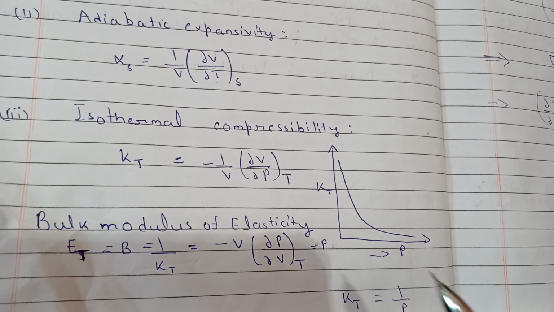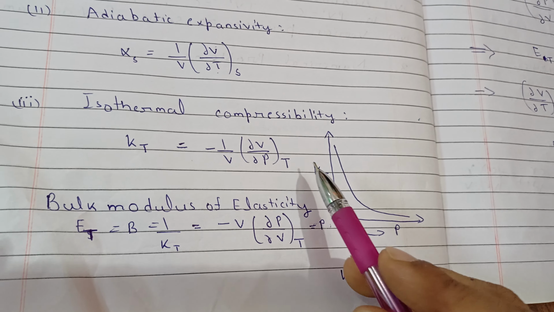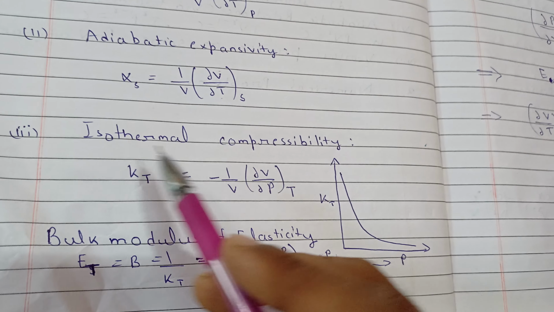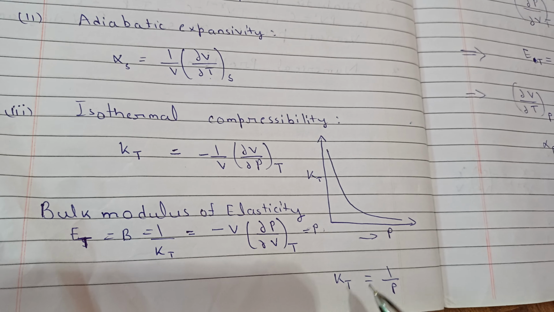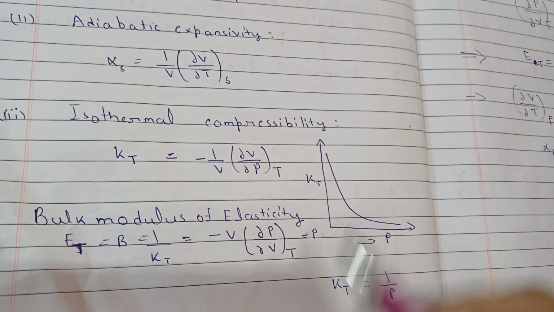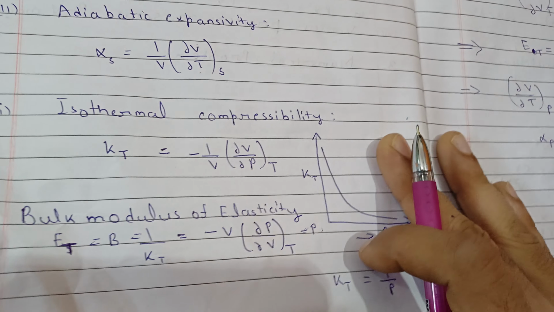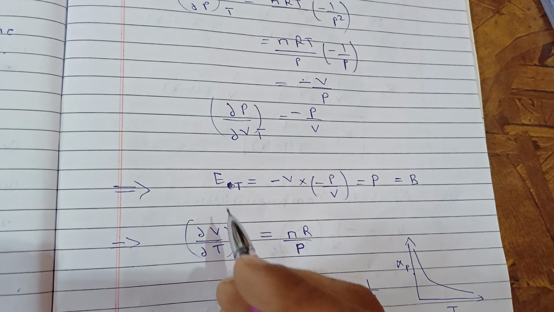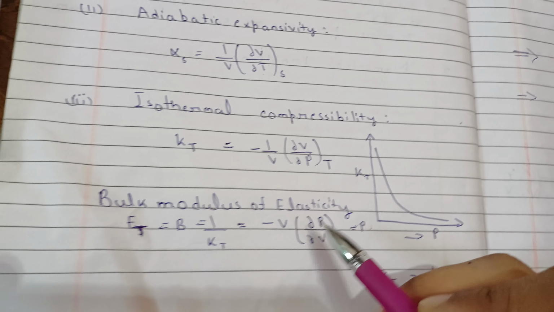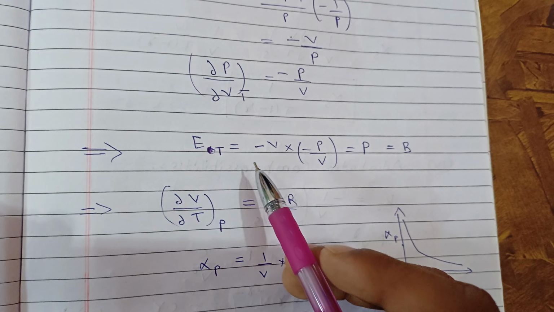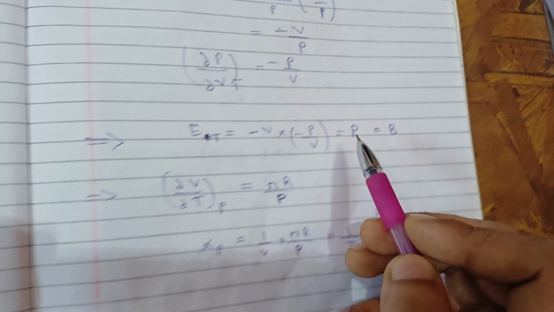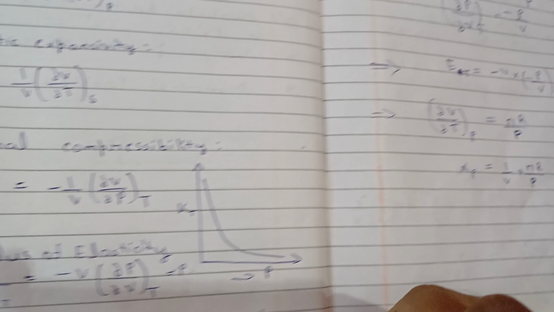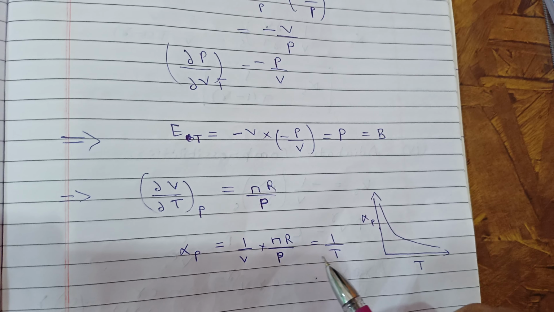So you must remember this for the ideal gas situation, how the KT, the isothermal compressibility, varies. Why is it isothermal? Because temperature is constant. So KT will vary like this for the isothermal case. So must remember for the ideal case. Now let's see some other results also. Now this ET is nothing but the bulk modulus or the elasticity for the isothermal case. So that will be P for the ideal case, and this will be equal to B.